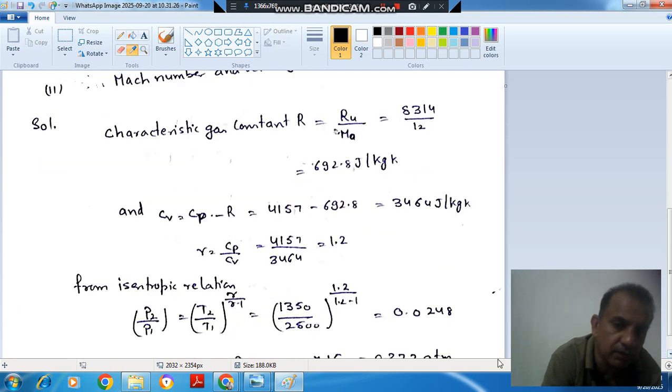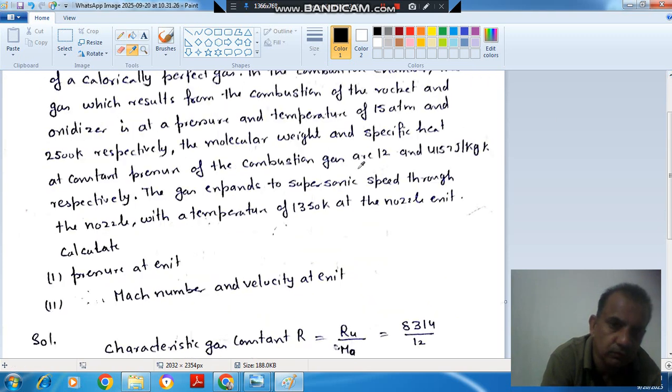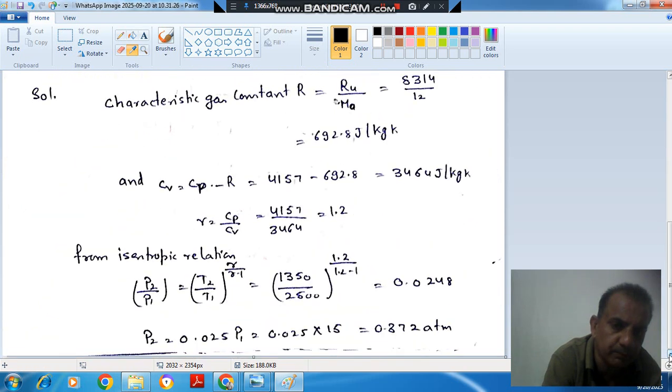Now from the isentropic relation, P2 by P1 is equal to T2 by T1 raised to gamma by gamma minus 1. T2 is the final exit temperature, given as 1350, and inlet temperature is given as 2500. So this is the inlet temperature or temperature at the combustion chamber, and exit temperature is also given here, 1350. So from this we can calculate the pressure ratio.